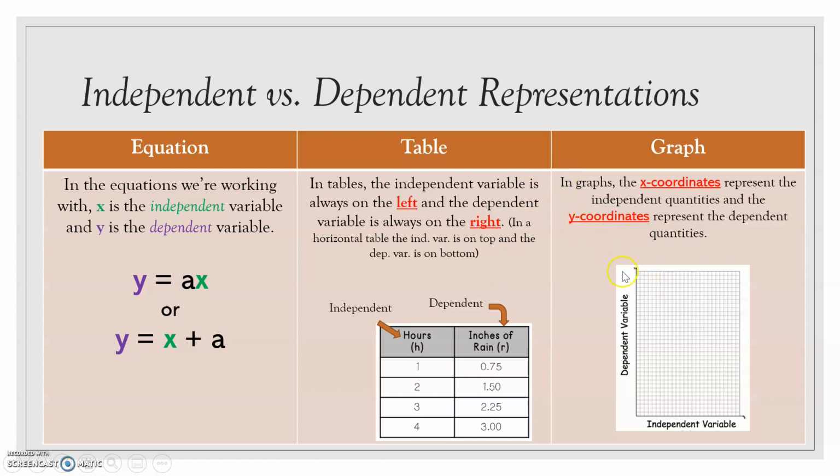Last but not least, when we have graphs, the x-coordinates, so anything along the horizontal line, represent the independent quantities, and the y-coordinates represent the dependent quantities. So anything that's on the vertical line here. Remember, this is dependent on this.